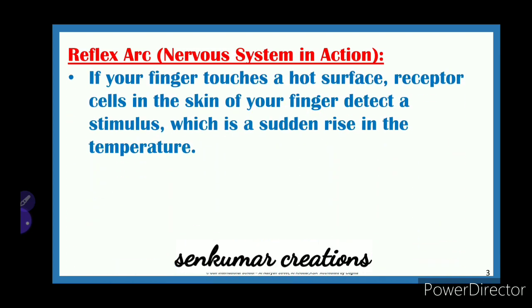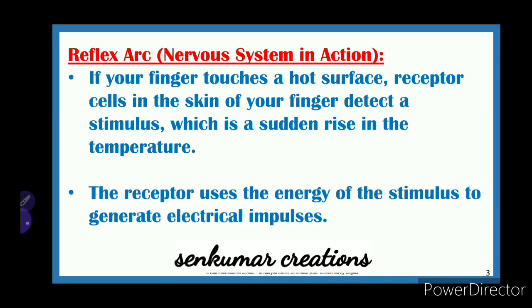So let's see now. If your finger touches a hot surface, receptor cells in the skin of your finger detect a stimulus, which is a sudden rise in the temperature, right? When we touch a very hot object, hot water or something, what happens? Immediately we take our hand or finger away from the object, because we cannot tolerate that sudden increase in temperature.